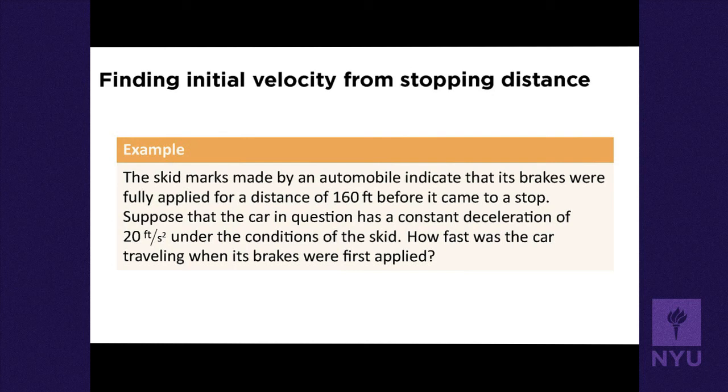Okay. So we have a car, it's crashed. We can measure the length of the skid, it's 160 feet, and we can assume a certain deceleration of the car, and what we would like to know is the initial velocity, right? Who cares? Who would want to know that?